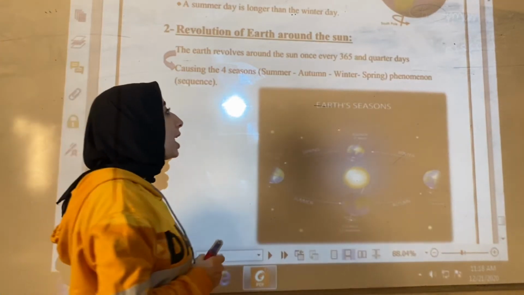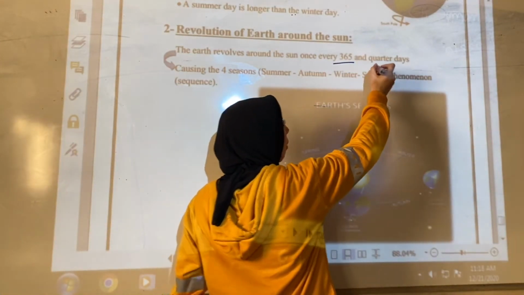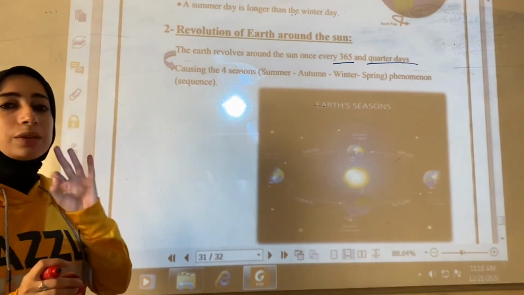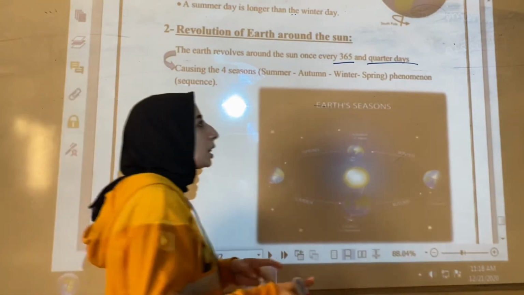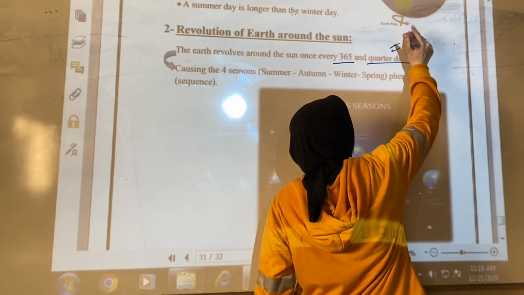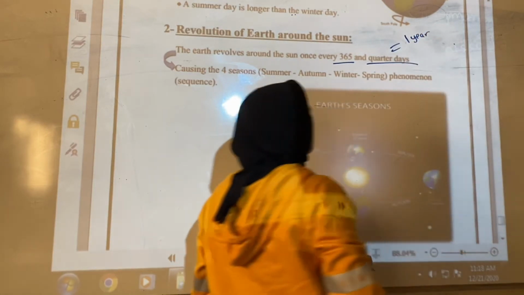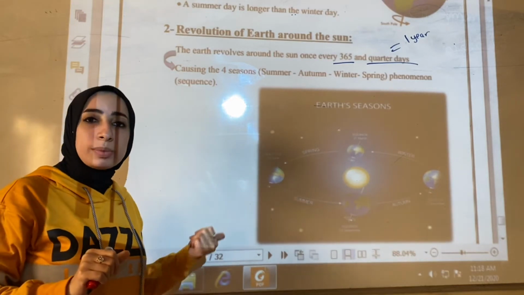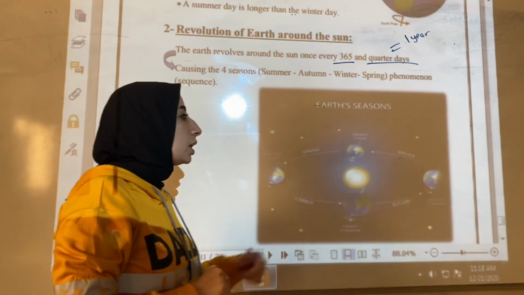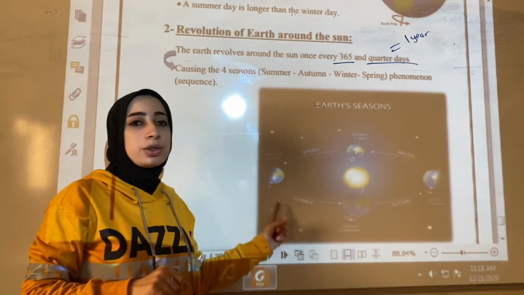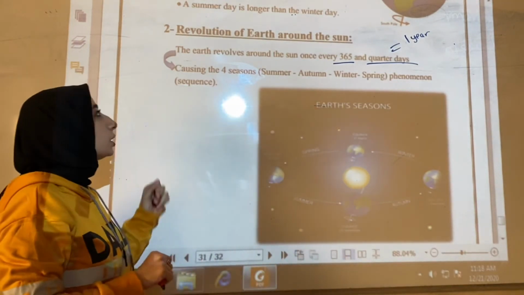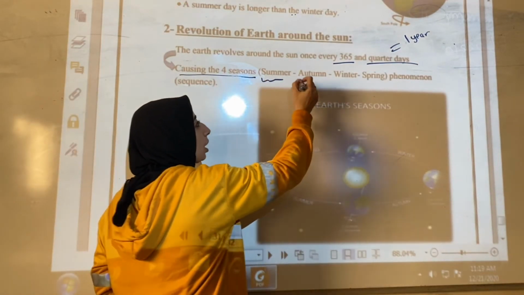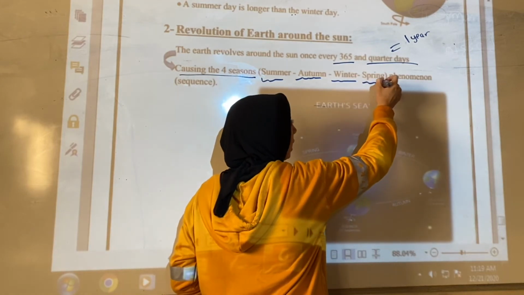The Earth takes 365 days, approximately 1 year, almost 1 year. Okay, so like we took in the rotation, it causes a phenomenon, day and night. What about the phenomenon caused by revolution of Earth around the Sun? It causes the 4 seasons phenomenon. For example, like summer, autumn, winter, and spring.